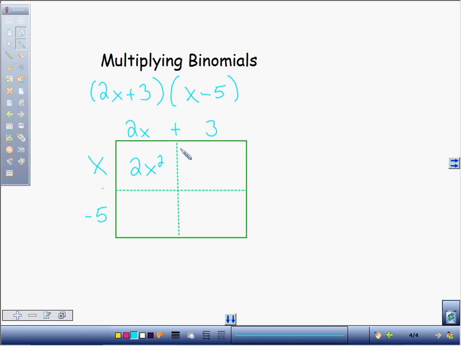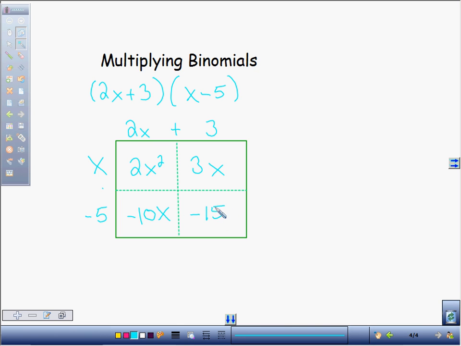The width of this one is 3, and its height is x, so length times width, what's 3 times x? 3x. What goes in this box right here? Negative 10x. Are there any questions so far? And down here goes negative 15.